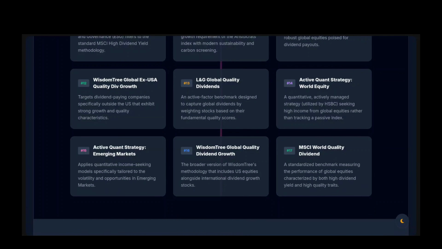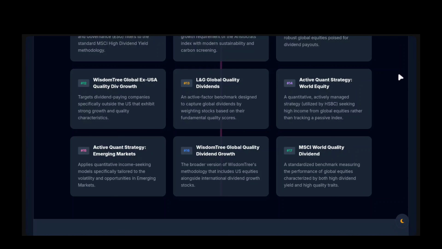Number 15 is the Active Quant Strategy Emerging Markets, which applies quantitative income seeking models specifically tailored to the volatility and opportunities in emerging markets. Number 16 is Wisdom Tree's Global Quality Dividend Growth. So the broader version of the Wisdom Tree's methodology that includes US equities alongside international dividend growth stocks. And then number 17, finally, we have the MSCI World Quality Dividend, a standardized benchmark measuring the performance of global equities characterized by both high dividend yield and high quality traits.